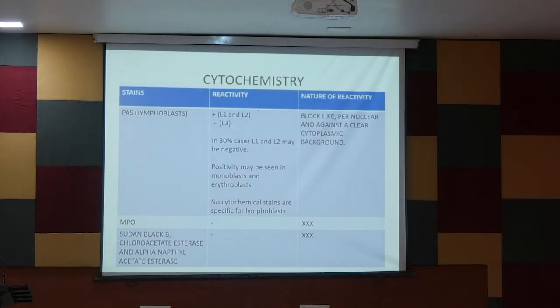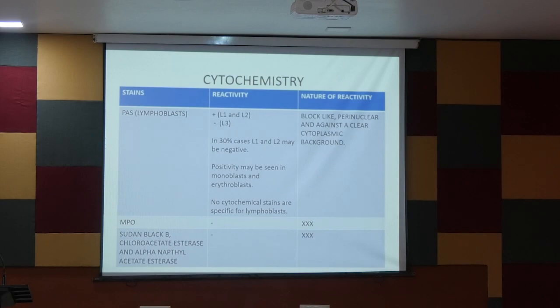Now, why cytochemistry is not the recommended method is that in 30% of cases, L1 and L2 may be negative. L3 is negative, L1 and L2 is positive, but in 30% of cases, L1 and L2 may be negative. And in some cases, monoblasts, some myeloblasts and erythroblasts, like AML M5, AML M6, AML M7, can be positive at times. So it is sensitive. Sensitivity is good with PAS, but it is definitely not specific.